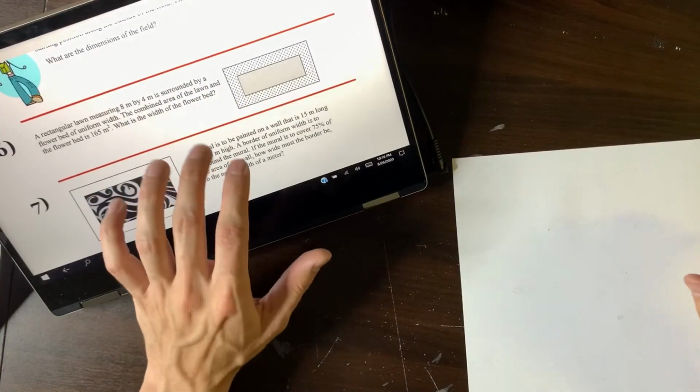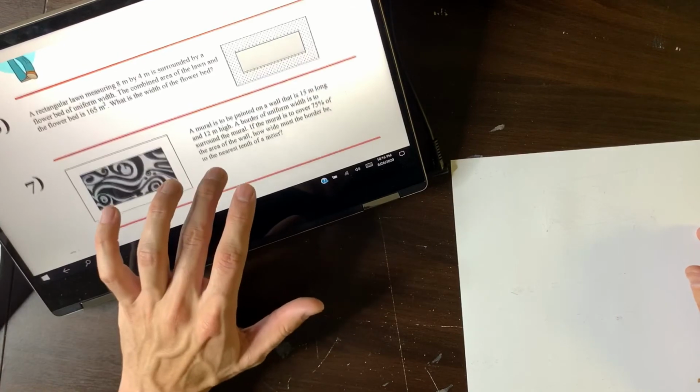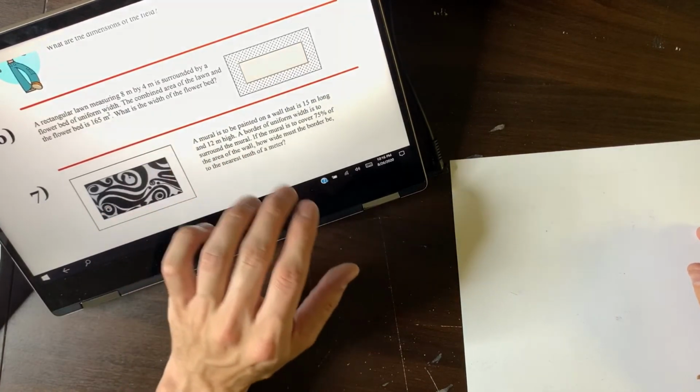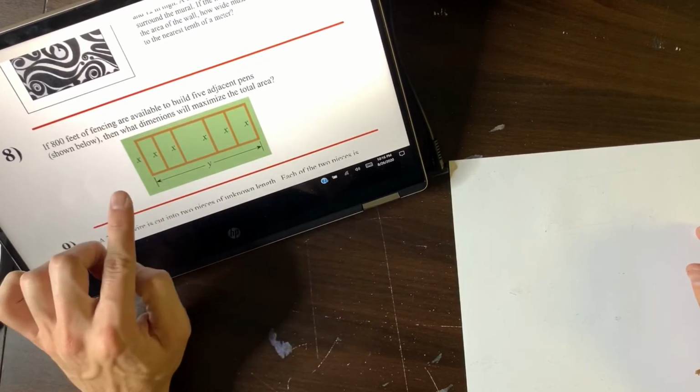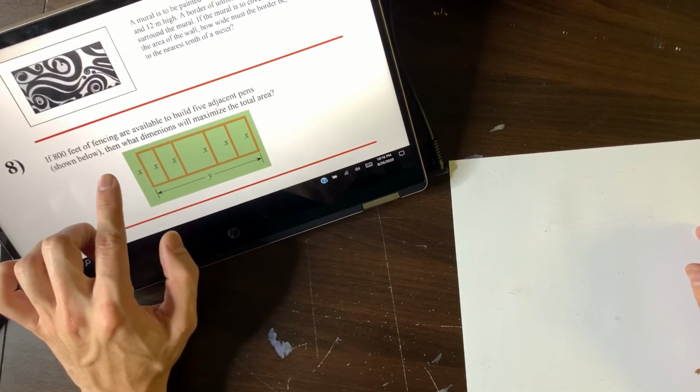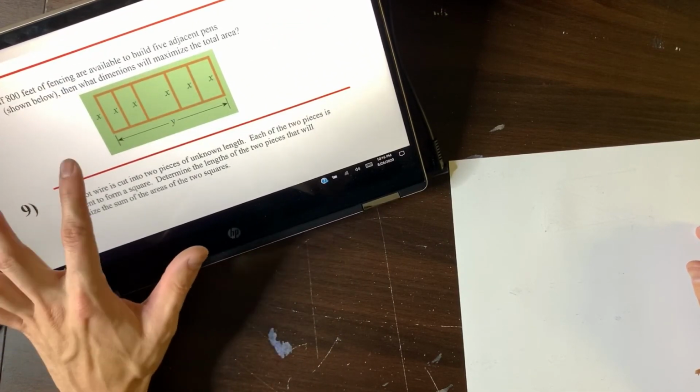Number 6, I'm not too worried about that for now. 6 and 7 are kind of the same. We might revisit that concept sometime in the future. Number 8 looks a lot like the other one, and I'm not worried about number 9.